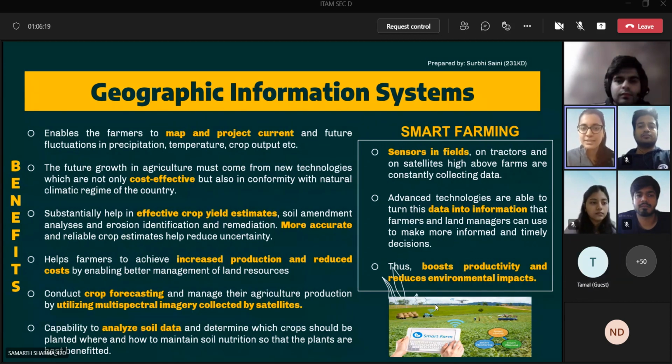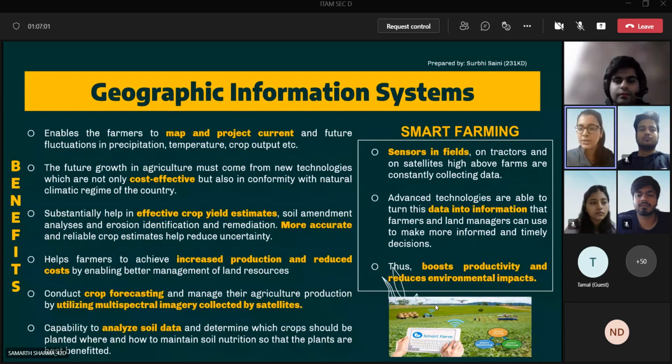Next, we'd like to talk about smart farming. Smart farming is basically a management concept focused on the agriculture industry, with the infrastructure to leverage advanced technology. It can include big data, cloud, Internet of Things, like we talked about, tracking, monitoring, automating, and analyzing operations. It has sensors in fields, on tractors, and on satellites high above, which are constantly collecting data. This data is then converted into information that farmers and land managers can use to make decisions about the crops and the patterns, therefore boosting productivity and reducing environmental impacts as well.